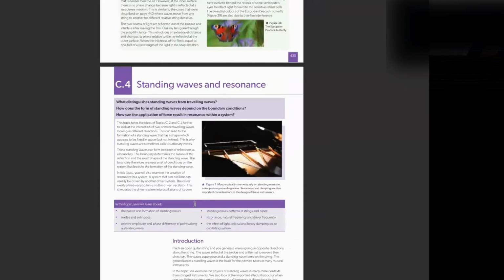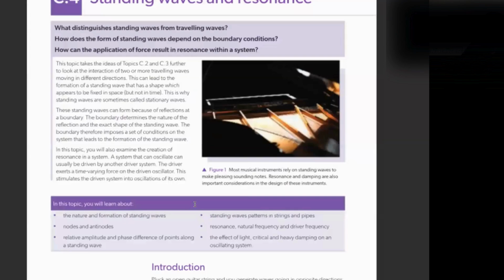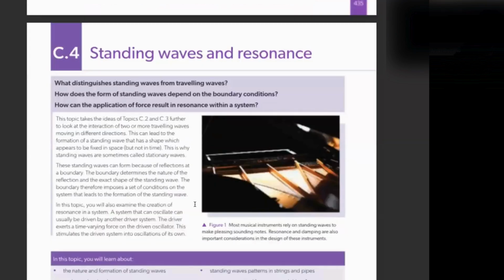Now, first of all, we'll see these are the three questions that we will be answering in this particular part. What is the difference between a standing wave and a traveling wave? Second, how does the form of standing wave depend on the boundary condition? So there is something called boundary condition. There are boundaries, and for a standing wave, boundaries are very much important and they are required.